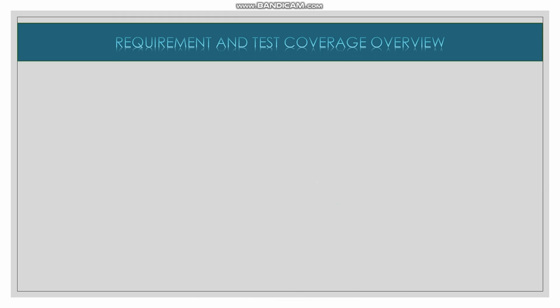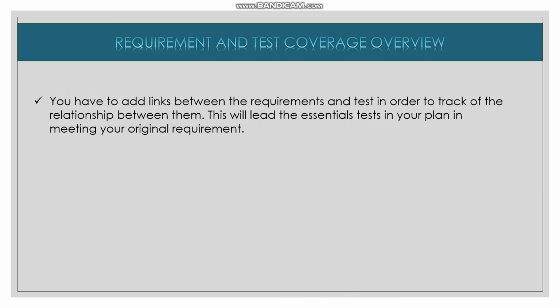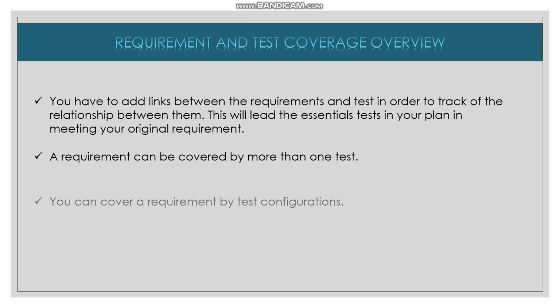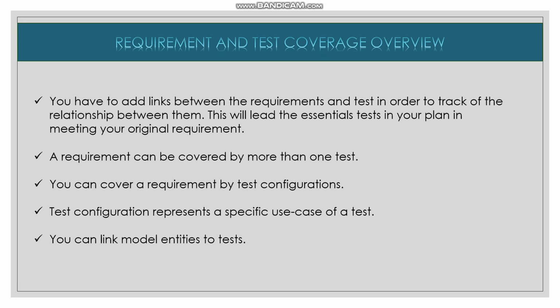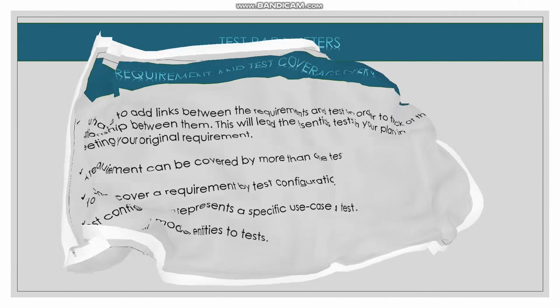Requirement and test coverage overview. You have to add links between the requirements and the tests in order to keep track of the relationship between them. This will help ensure essential tests in your plan are meeting your original requirements. A requirement can be covered by more than one test. You can cover a requirement by test configurations. And test configurations represent a specific use case of a test. You can link model entities to tests.